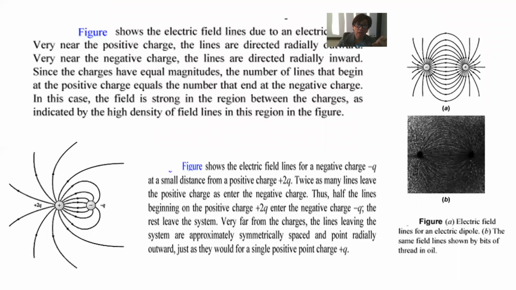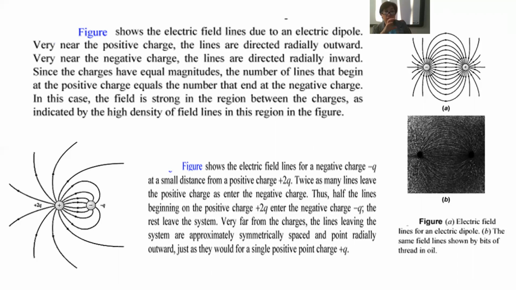And here the figure shows electric field lines of an electric dipole. An electric dipole, as we know, is a system of two electric charges, one positive and one negative. Very near the positive charge, the lines are directed radially outward. Very near the negative charge, the lines are directed radially inward, and for the positive charge, the lines are directed outward.